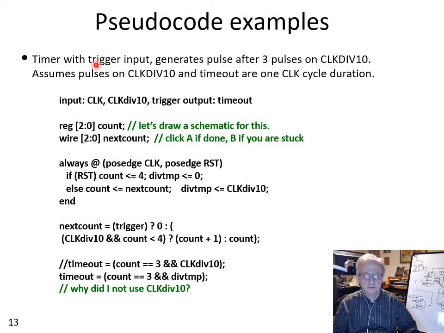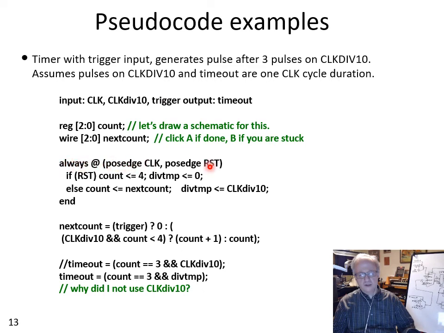Now let's look at a possible implementation of the timer block, again described using pseudocode. So we have clock and reset as an input, and trigger, which is a signal to the timer to start counting, and then we have timeout as an output to indicate when it's finished counting. And it's actually counting the number of pulses that are received on clock div 10. So it's not counting clock cycles, really, it's counting clock div 10 pulses.